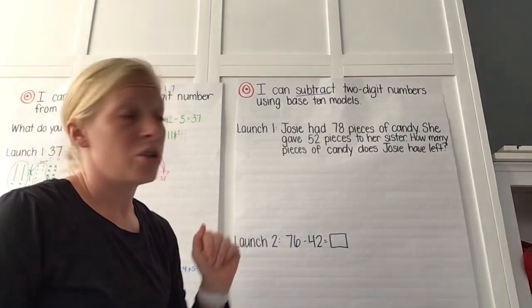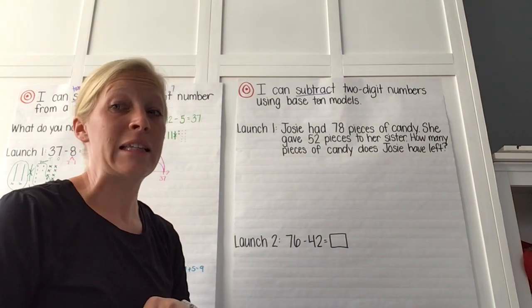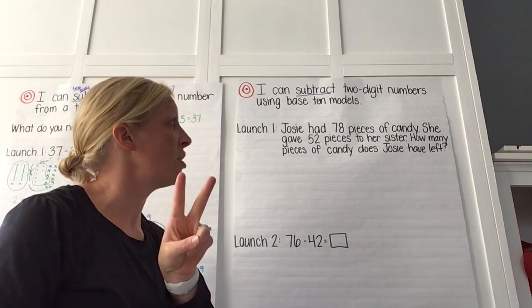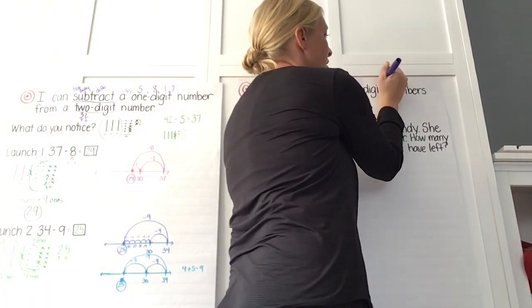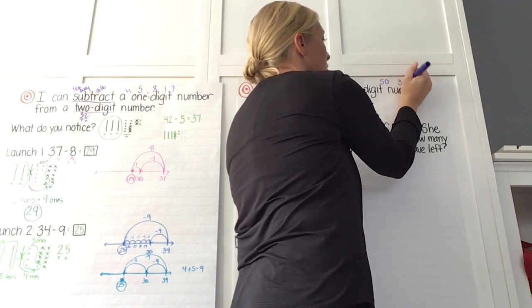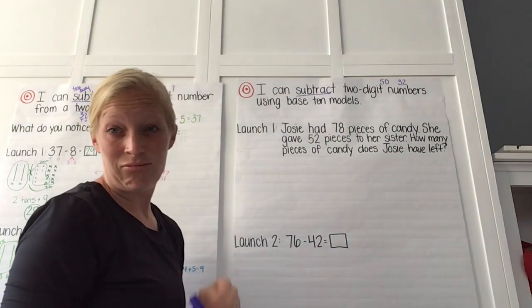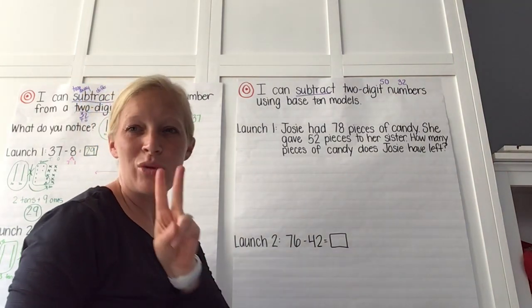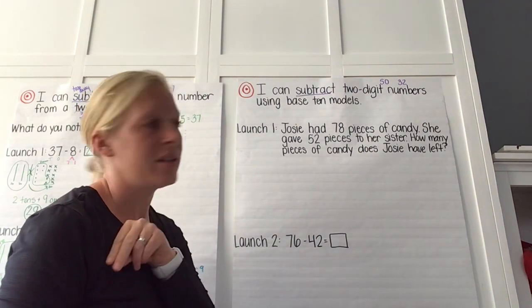Now, when we think about those two-digit numbers, remember that's going to have what places? A tens digit and a ones digit. So those two-digit numbers, they could be a 50, right? Or they could be a 32. They could be a 99, right? Or even a 10, okay? So those are numbers that are two digits. They have a tens digit and a ones digit.